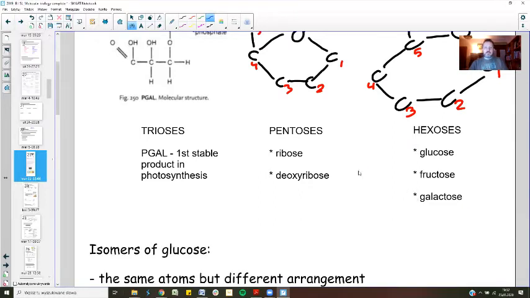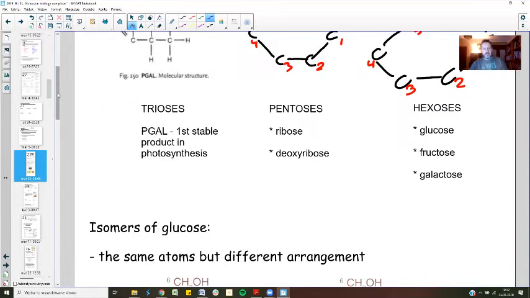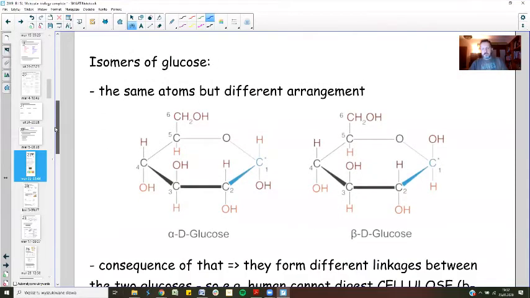Okay, what does it mean, isomer? In case of an example of glucose, the isomer of glucose is made of exactly the same number of atoms of carbon, hydrogen, and oxygen, but with different spatial arrangements. In case of glucose, we distinguish alpha glucose, which has a hydroxyl group at carbon number 1 directed in the opposite direction to the 6th carbon.